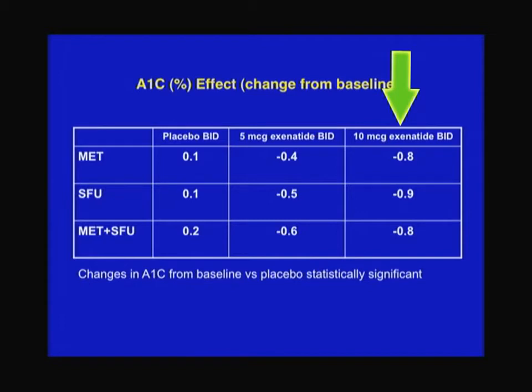Generally, they lower the hemoglobin A1C by about 3/4 of a point. So remember, I said the metformin and the sulfonylureas were about 1.5 points. So they're about half as good as the older drugs.